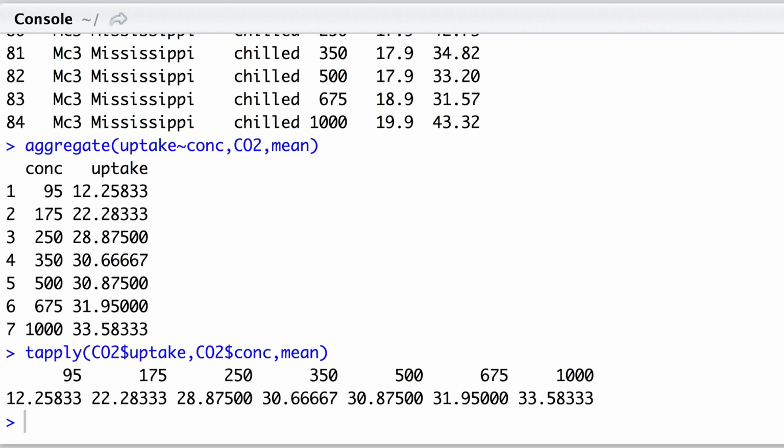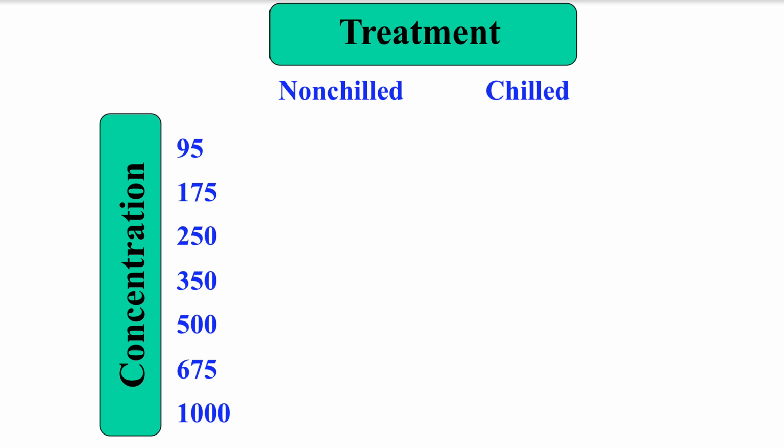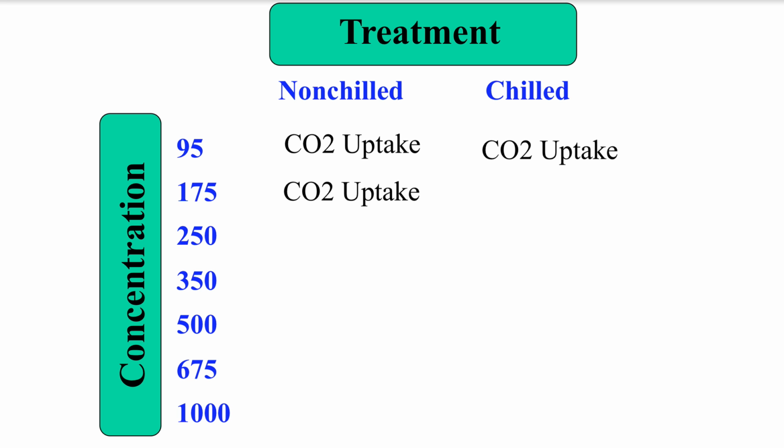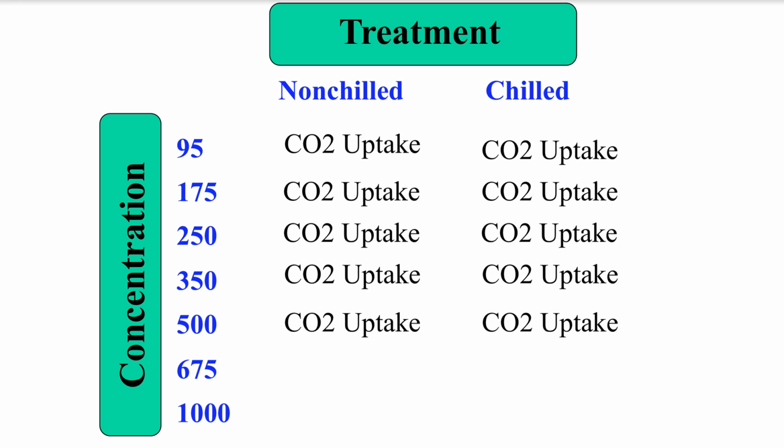So let's say, for example, that we still want to subset by concentration, but we also want to further subset by treatment type. So recall that we have 7 different concentration levels and 2 different treatments, and we want to know the average uptake by non-chilled plants at an ambient concentration of 95 milliliters per liter, and of the chilled plants at an ambient concentration of 95 milliliters per liter, and then of the non-chilled plants at an ambient concentration of 175 milliliters per liter, and of the chilled plants at an ambient concentration of 175 milliliters per liter, and so on and so forth.